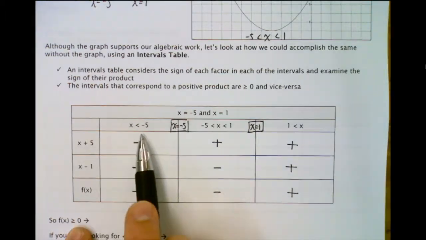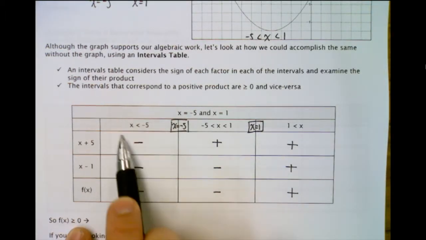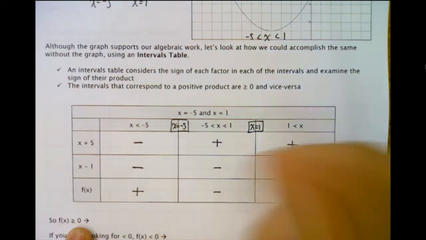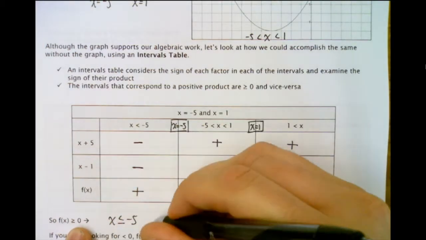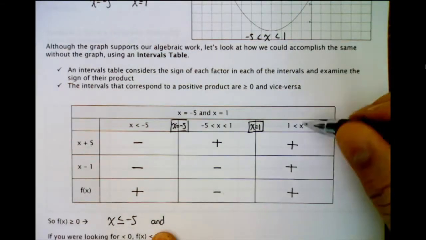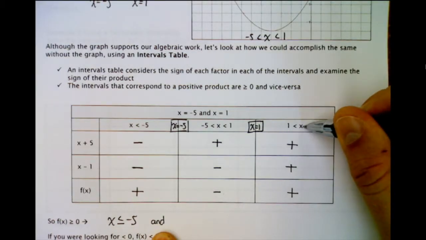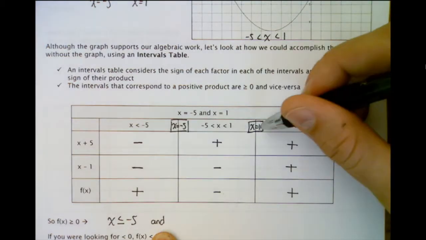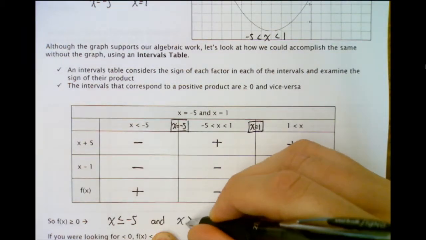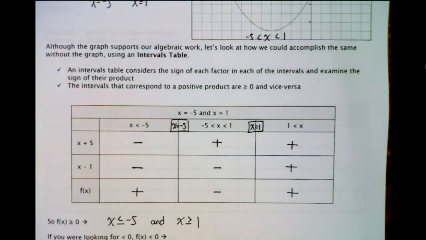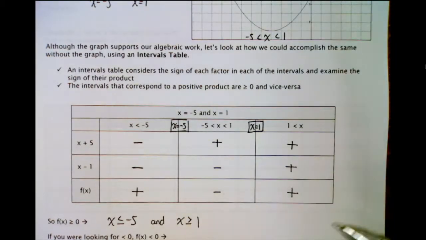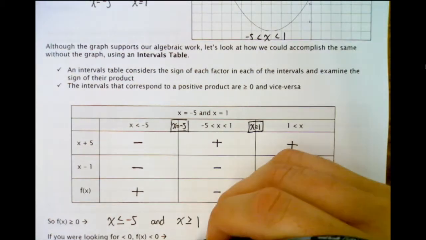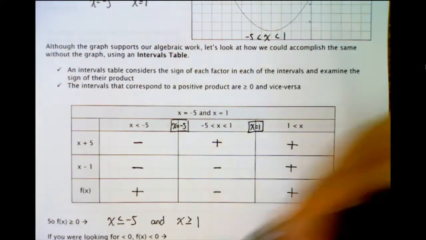Well, it's greater than or equal to 0 here when x is less than -5, but also when it's equal to -5. So that's x less than or equal to -5. And when x is greater than 1, if you read it from the x, it reads as greater than 1, and equal to as well. X greater than or equal to 1. If we were looking for the opposite, when is x less than 0, notice it doesn't say equal to, so we don't include the x-intercepts. When it's less than 0, that would be where x is greater than -5, less than 1, that middle interval.